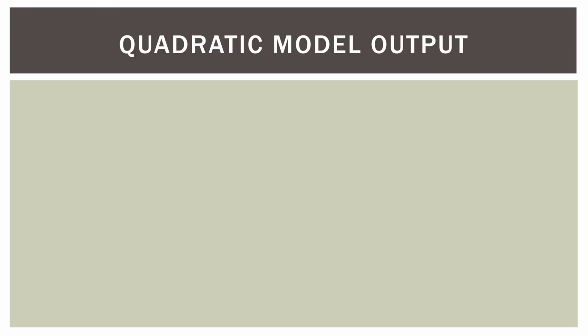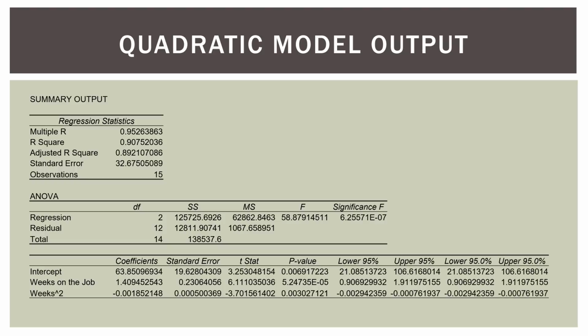Now let's actually use software to do another round of output, and this is what we have. We have a multiple R of 0.9526, that's very high. We have an R square of 0.9075. That's higher than the simple linear regression model. We have a standard error of 32.67. That's quite a bit lower than we had in the linear model.